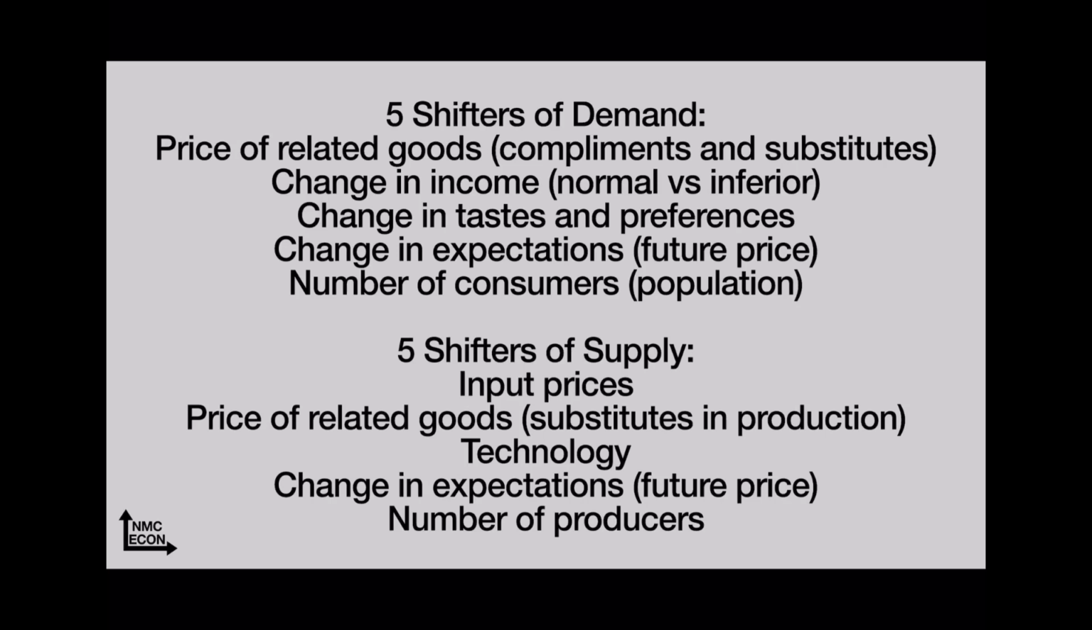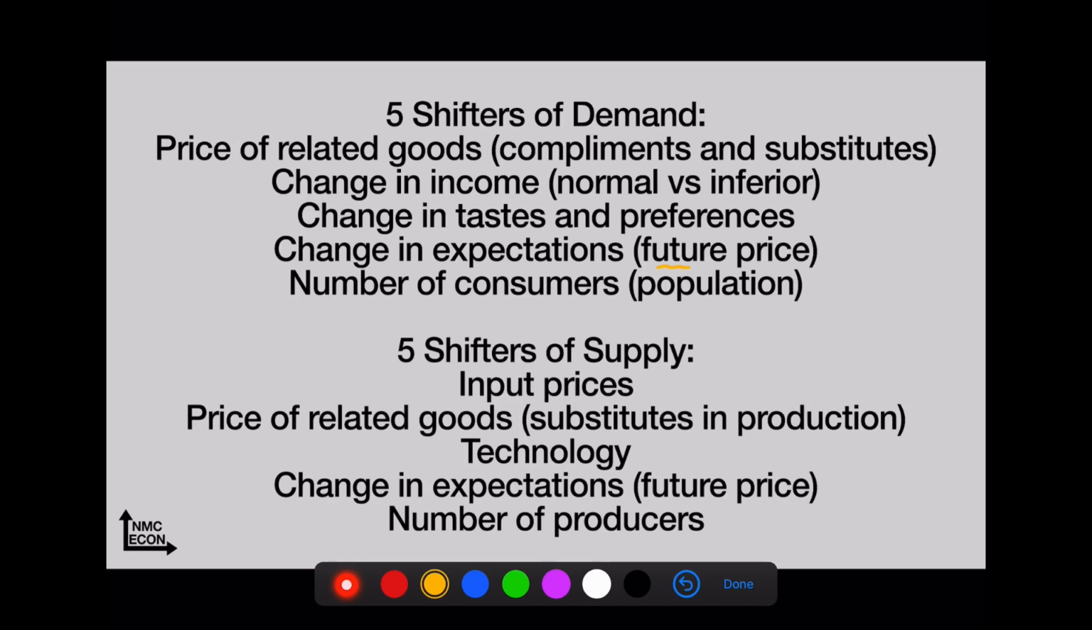Change in expectations, future price. This is a little tricky, guys. We always want to be thinking about current demand today, all right? Now, if you think in the future the price of this good is going to get cheaper, when would you rather consume it, today or in the future? Well, if you thought it was going to be cheaper in the future, you'll consume it in the future. That means less demand today. Works the opposite. If you think it'll be more expensive, you demand more today. We're always graphing today. Number of consumers, that's usually population.